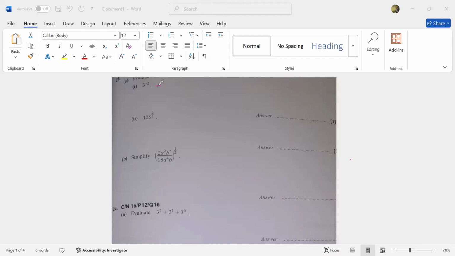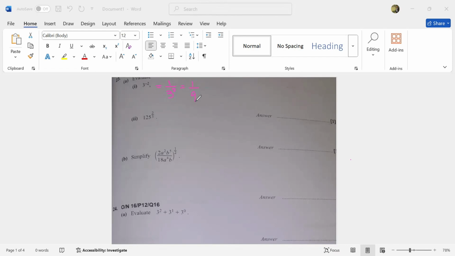The very first thing we must know: changing a negative power to positive, it will become the reciprocal, and to make it the positive power. 1 over 9 is our answer.